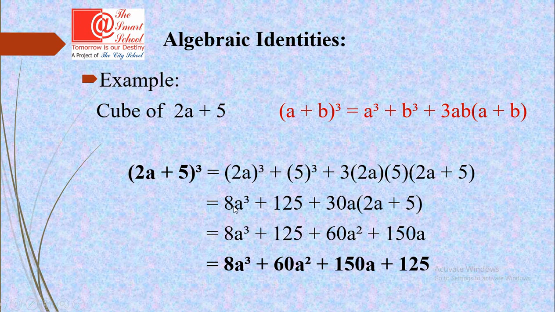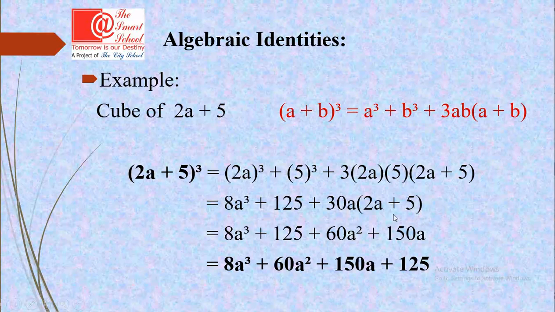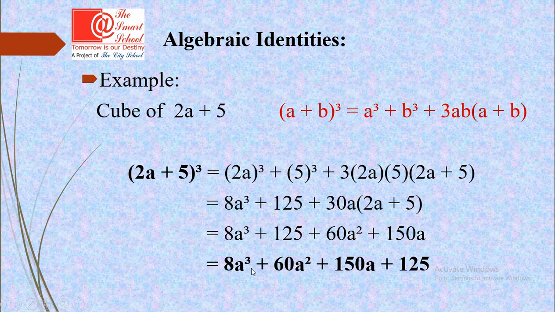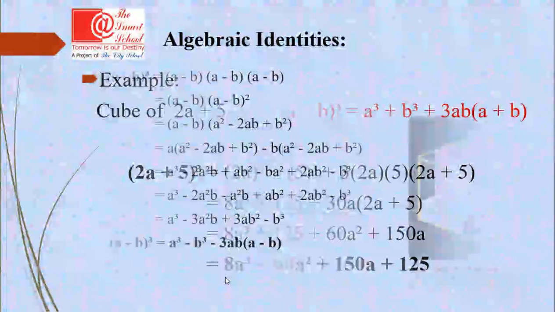2a cube is 8a cube, 5 cube is 125, 3 multiplied by 2a multiplied by 5 is 30a, and then we multiply this by 2a plus 5. So we will get the answer 8a cube plus 60a square plus 150a plus 125. So we easily found the cube of 2a plus 5. I hope you understand this.